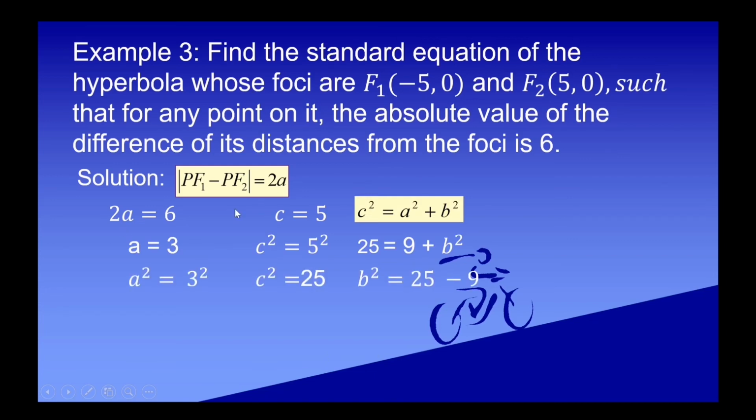So divide both sides by 2, so a, then 6 divided by 2 is 3. Then square both sides, so a squared is equal to 3 squared, so a squared is equal to 9. That is our answer for a squared. The c is equal to 5 since the foci are given. So c is equal to 5, then c squared is equal to 5 squared. So c squared is equal to 5 times 5, which is 25.